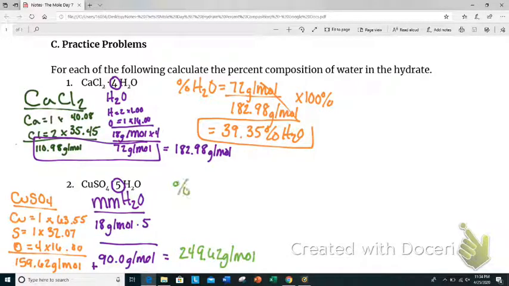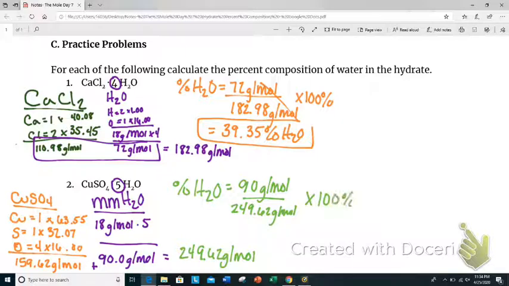So now you can start finding your percent water. So your numerator should have been the 90. And your denominator should have been that 249.62. And again, we're multiplying by 100. So when you set up to solve, those cancel. 90 divided by 249.62. Multiply that out by 100. You get an answer of 36.05.